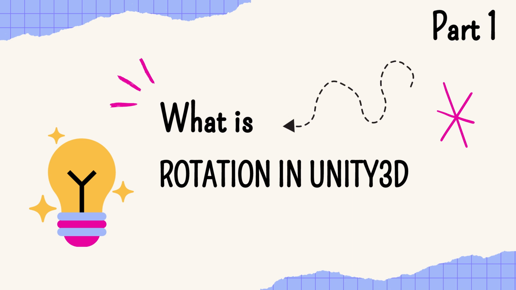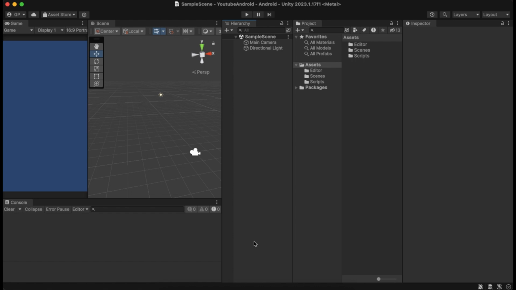Rotation is a crucial aspect of 3D graphics, allowing objects to spin, tilt, and orient in different directions. Unity3d provides several methods to handle rotation, each suited to different needs and scenarios. Here's a comprehensive guide to understanding and using rotations in Unity3d.